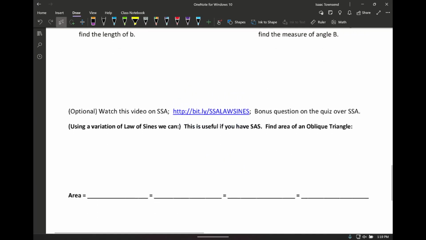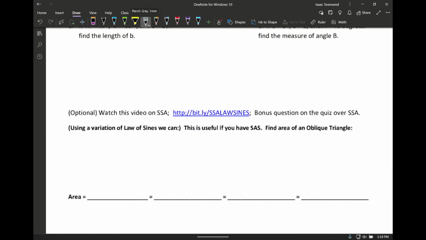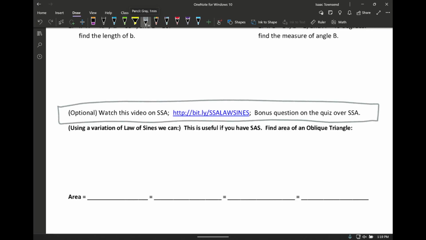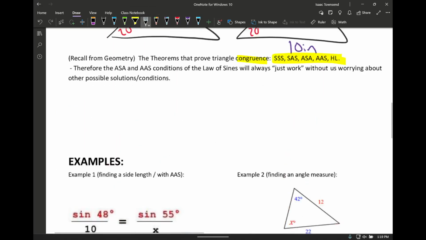And again, we're doing this all for the ACT. That being said, we will put one bonus question on that quiz over that. So if you are interested in what the ambiguous case is and how to work it, you can optionally watch that video where it explains it, but you won't be on the hook for that.